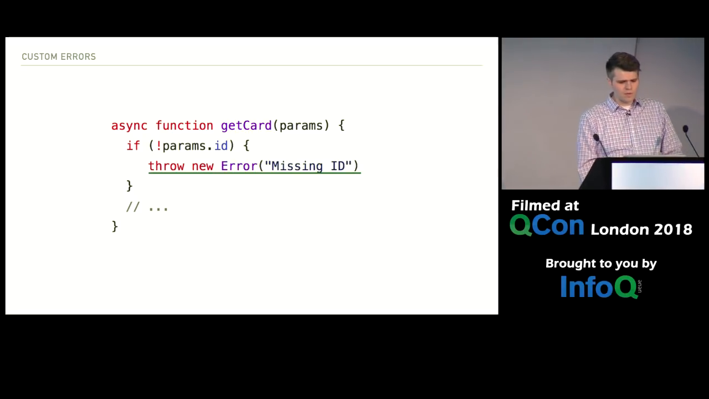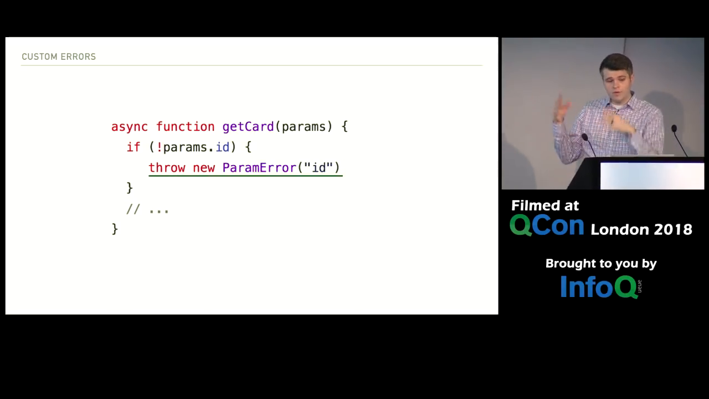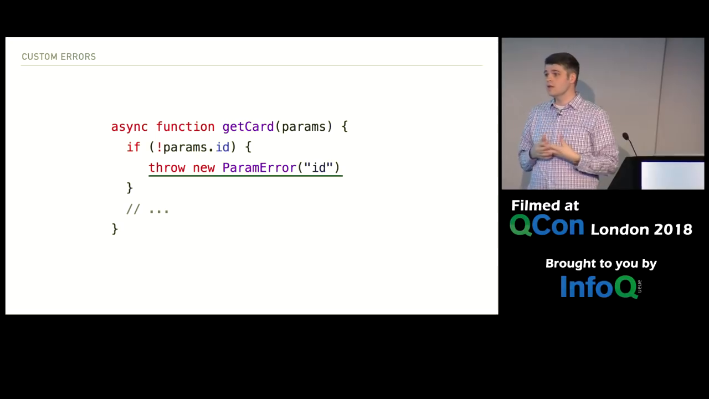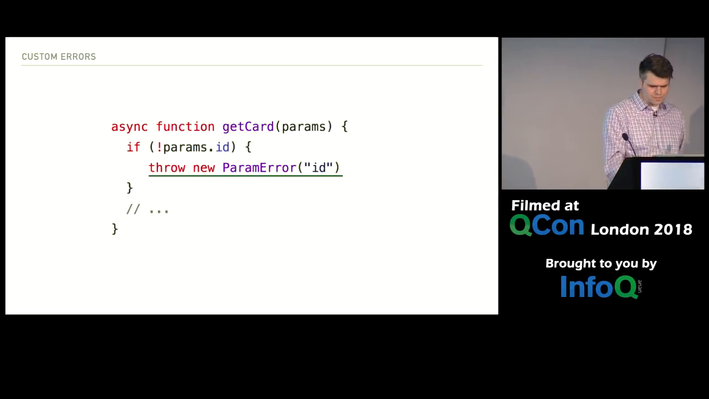But we've sort of moved to something like this. Instead of calling new error, we'll have new param error, or just whatever custom error type that we create. And that param error can encapsulate some special logic that allows us to do really interesting things. Let me show you an example.